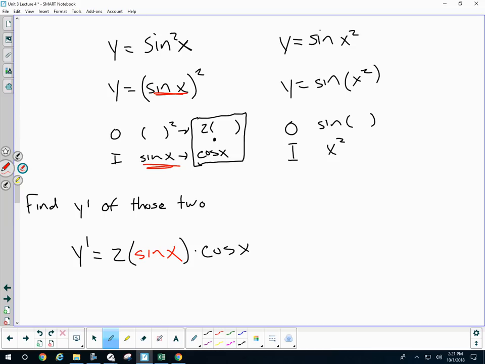The guy on the right, what would we say is the derivative of sine of stuff? Cosine of stuff is correct. Derivative of x squared is 2x. Let's see how the derivative is going to be different in this case.